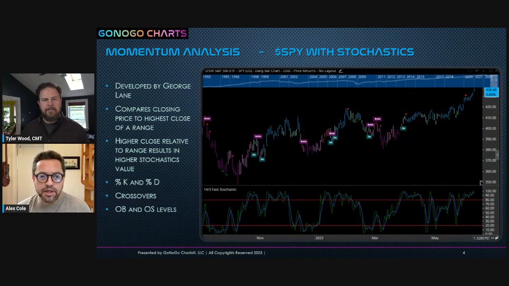%D is a smoothing of %K. Now you can continue to smooth these lines and end up with more stochastic lines on your chart. But what having multiple lines does is it gives us crossovers. And that can be really important information.